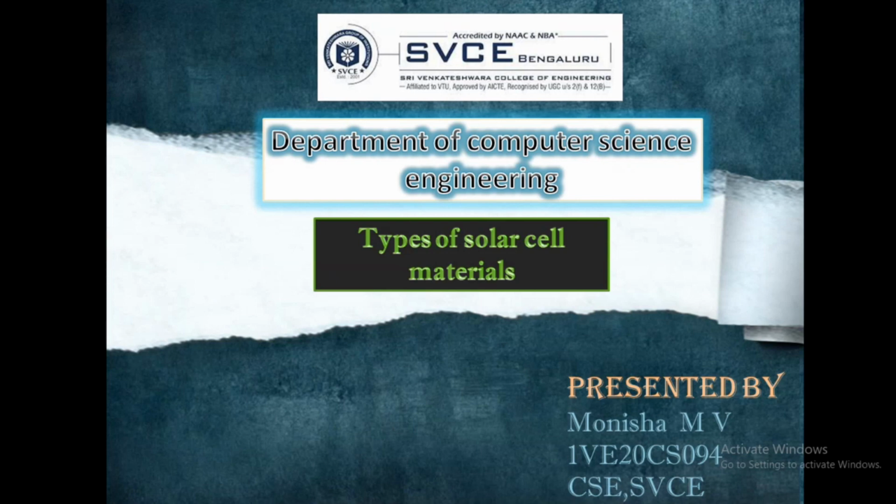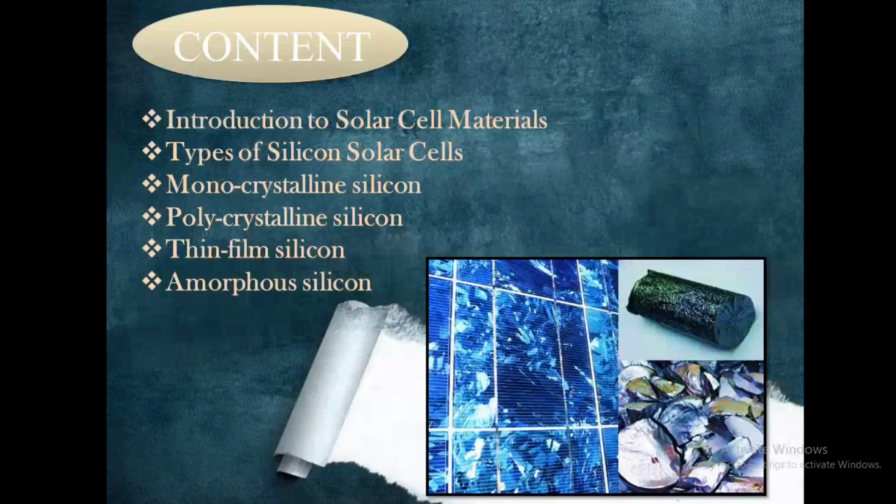Today I am going to discuss the types of solar cell materials. Let's see today's content of the video. Contents are: introduction to solar cell materials, types of silicon solar cell materials. There are four types, we'll see one by one, with the advantages and disadvantages of solar cells and the future of solar cells. Let's see one by one.